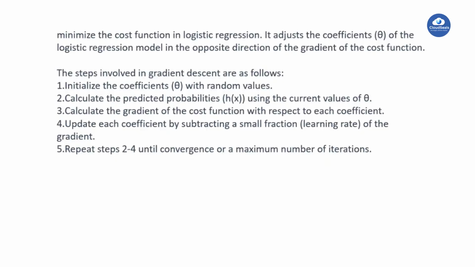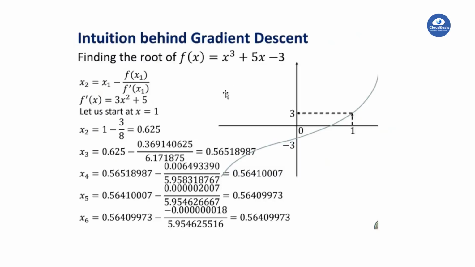This is the example problem. Let's take an independent variable. Let's take this function. This is the x2. This is the gradient descent function: x1 minus f of x1 by f dash of x1. That means derivative. This is the function, and this is the derivative of this function. Let's start. It takes x randomly as 1. That means this is the coefficient. The coefficient value is 1. Randomly it takes.